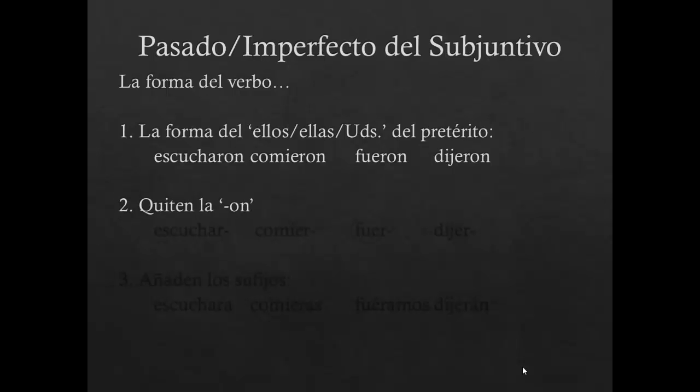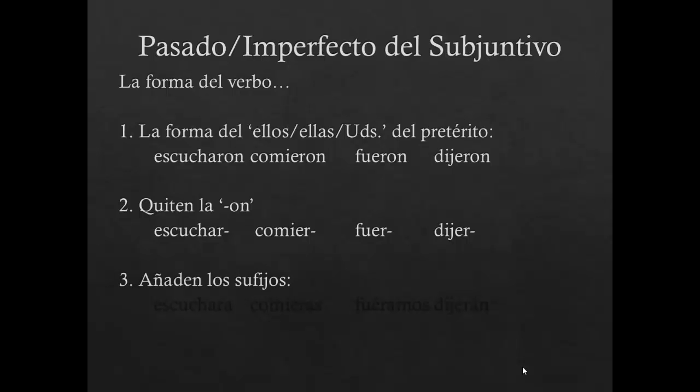Next, we take off the -on at the end. This leaves us with the stem for the imperfect subjunctive. Last, add the endings that are appropriate for the subject. These endings are -a, -as, -a, -amos, and -an. Take note of a few things. First, the nosotros form has an accent on the syllable before the -amos.